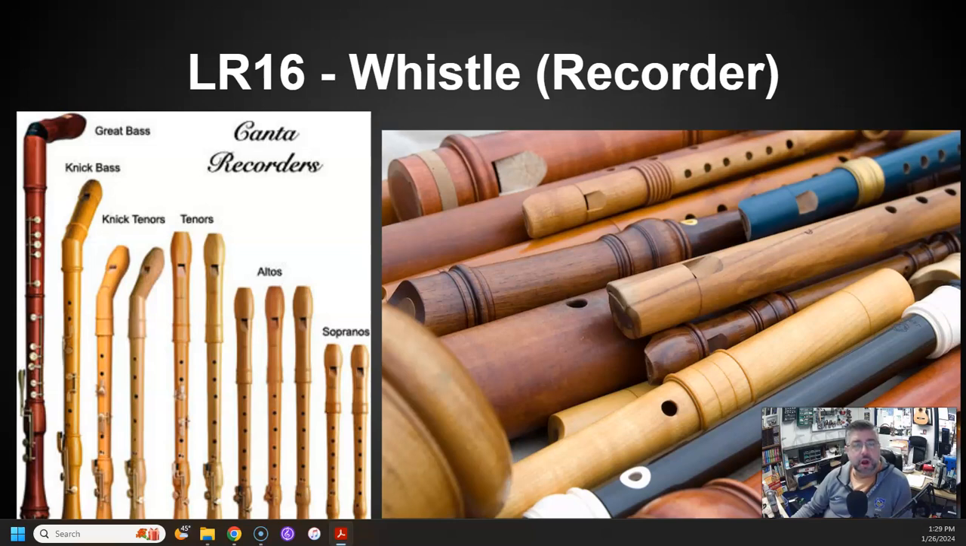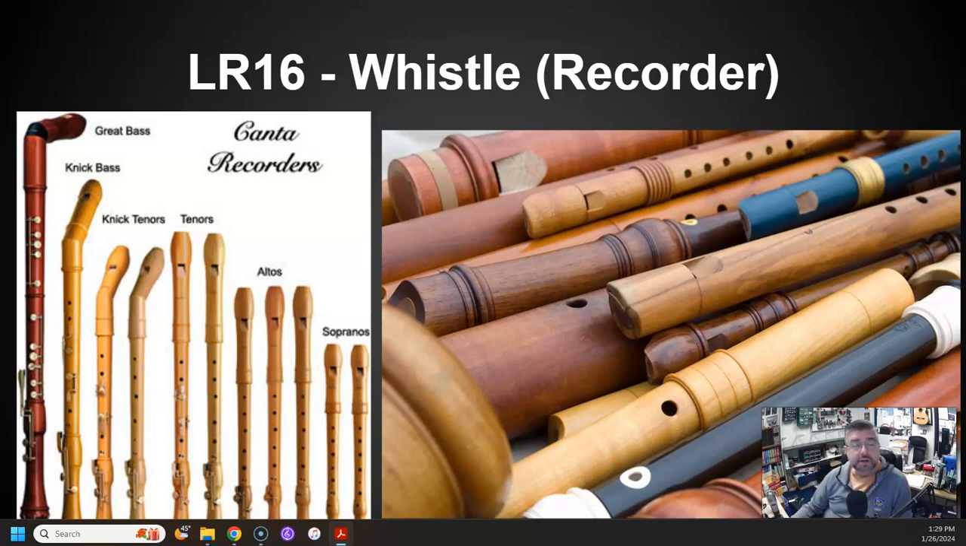Recorders are what we call non-transposing instruments, written in concert pitch, but it's also very common to find recorders pitched in the key of F, like a French horn. And those are typically the ones that are larger, like a tenor or a contratenor. That just gives you a lower pitch center.